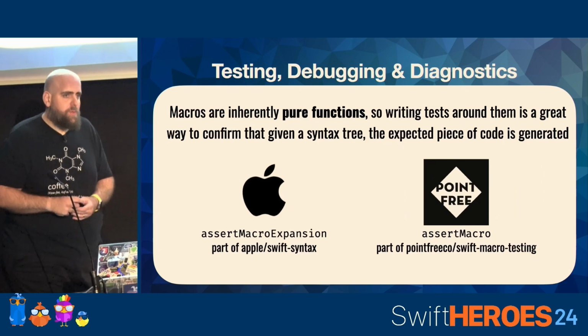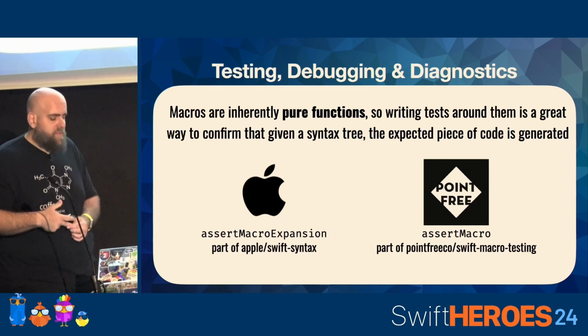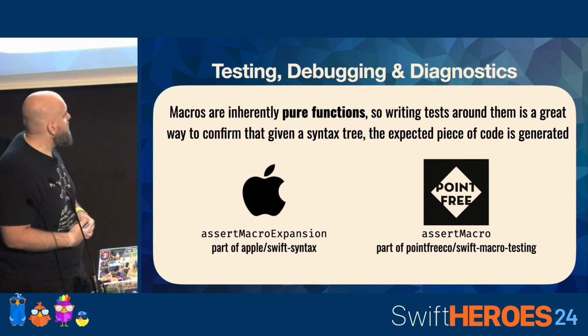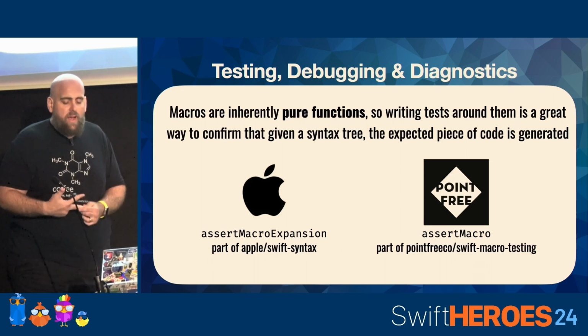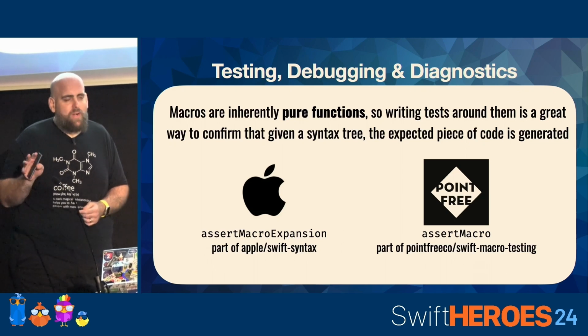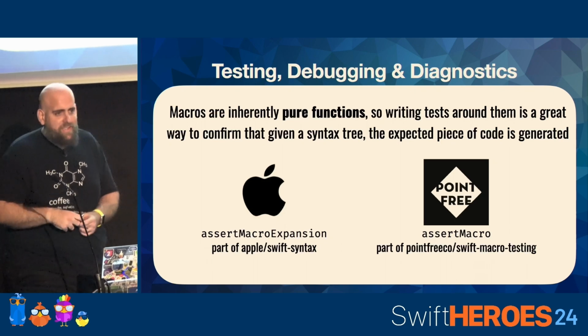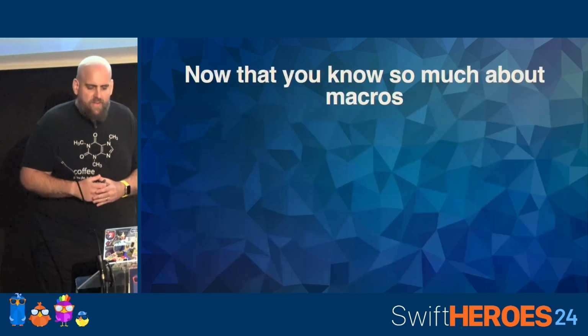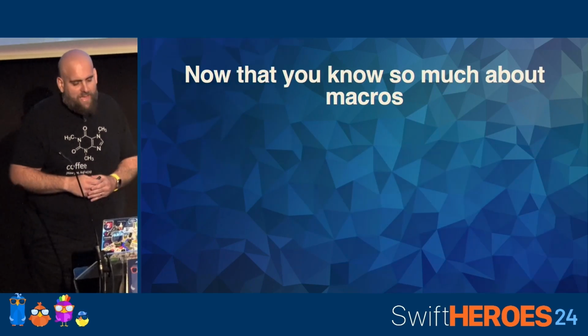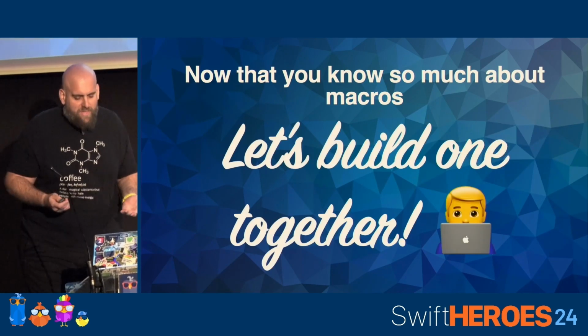There are two primary solutions to this today. One is part of Swift syntax. It's called assertMacroExpansion. And the other is by Point-Free. It's called swift-macro-testing. We are actually going to use the latter one in our demo. It's really nice. It has a lot of extra features that Apple's solution doesn't have yet. So now that you know so much about macros, let's build one together.